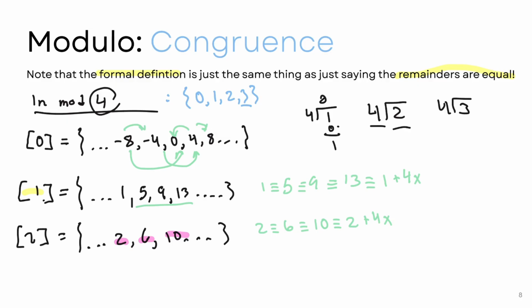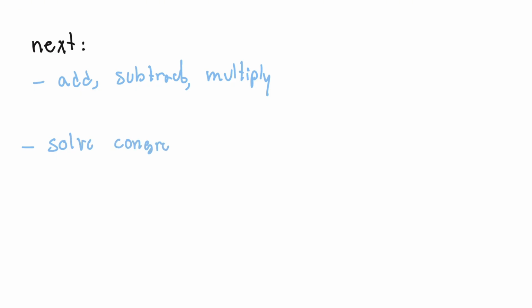And so these are all congruent, obviously in mod 4, so let's just specify if you weren't sure. We put it in the brackets at the end to make sure that we know which mod we're talking about. All right, that is all for today's lesson, and next up we're going to learn how to use this notation to do real arithmetic, like add, subtract, and multiply, and we'll talk about divide a little bit more in detail in the next lesson, and also how to solve congruences, similar to how we solve equations.